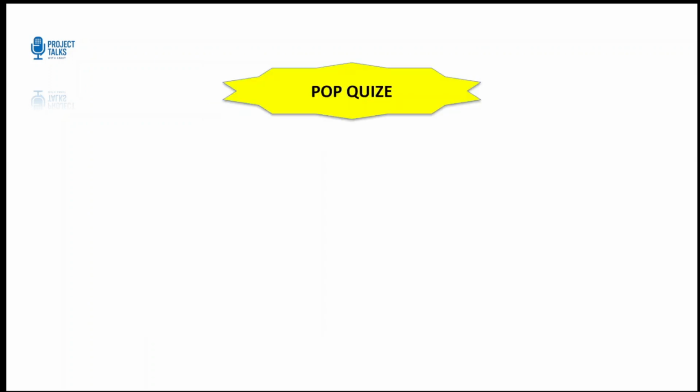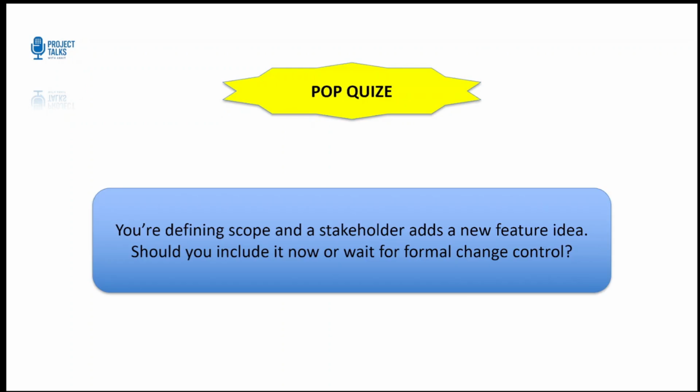Now, here's another quiz for you to test your knowledge. All right. So, you are defining scope, and a stakeholder adds a new feature idea. Should you include it now or wait for formal change control? Now, this is a tricky one.